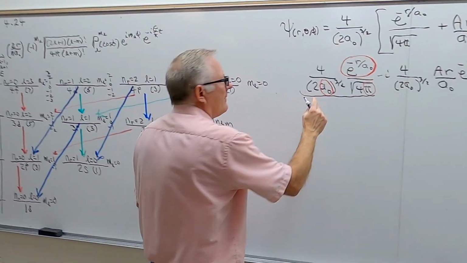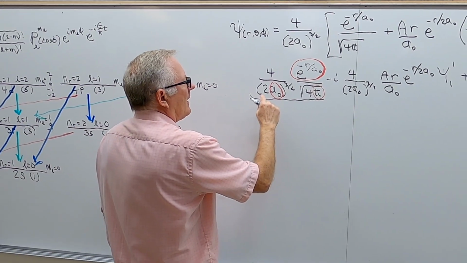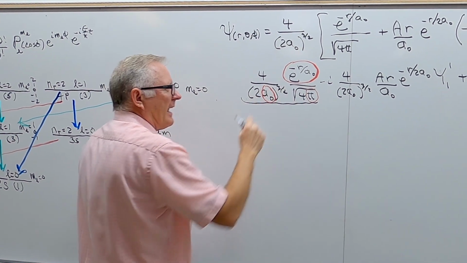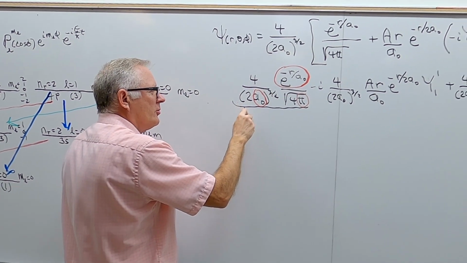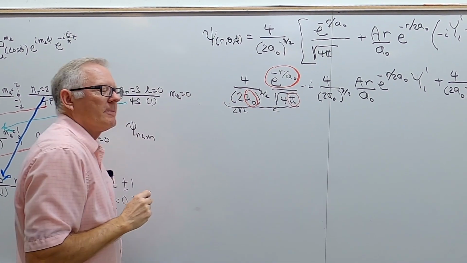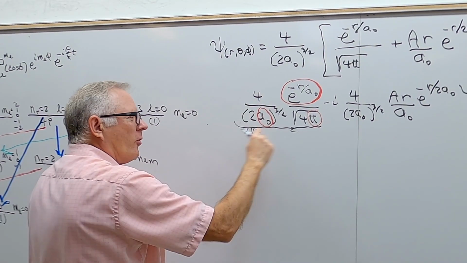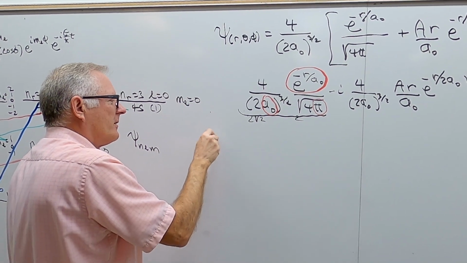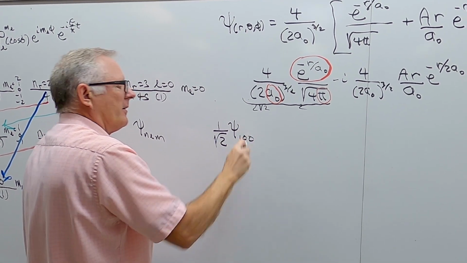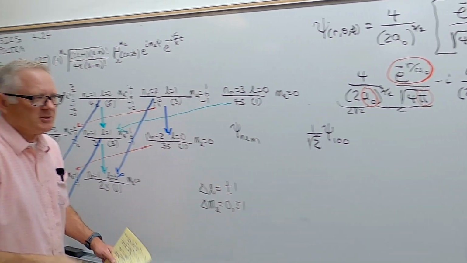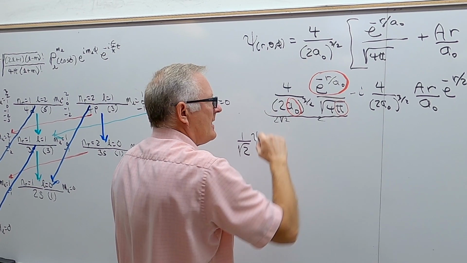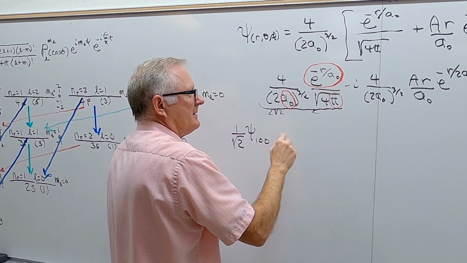So this becomes 4. This is 2 to the 3 halves, so that's 2 square root of 2. This is 2. The 4's drop out. This is just 1 over the square root of 2 psi 1 0 0. Okay, so there's the first term. So that's all of this term right here. Okay, then we get minus.